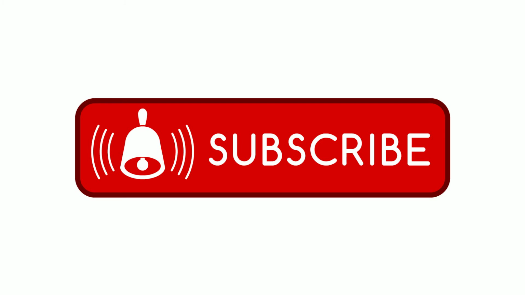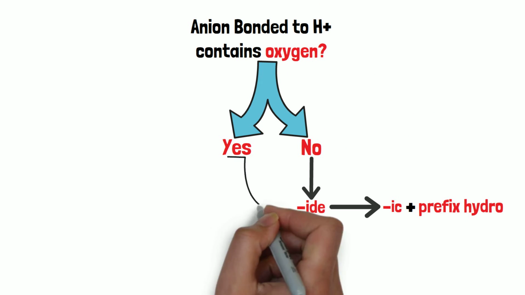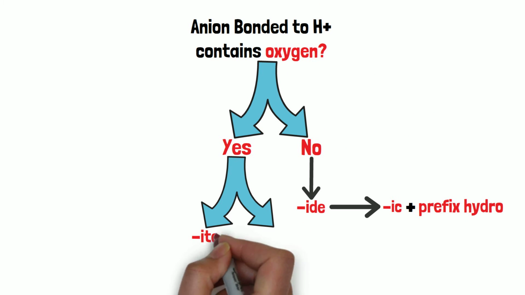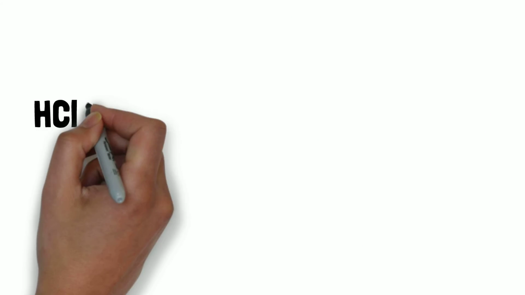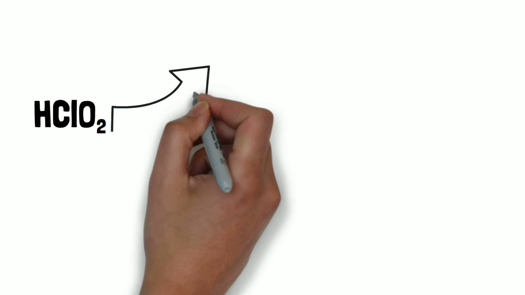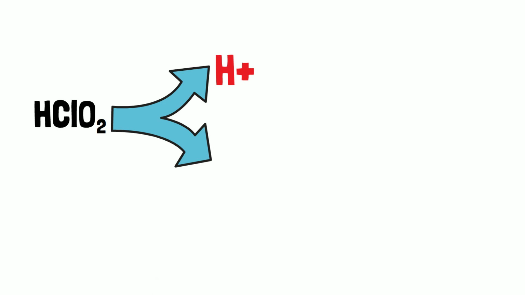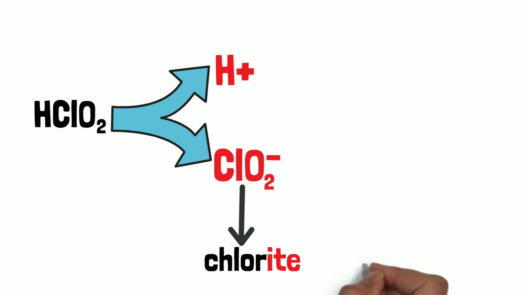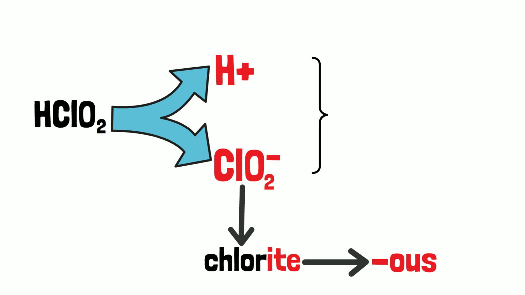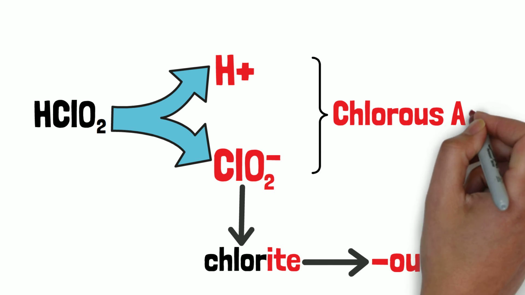Let us continue with our rules for naming acids. The second rule of thumb is that when the anion contains oxygen and has a name ending in ITE, the acid name is formed by changing ITE to OUS. For example, if you have HClO2, we know that the name of the polyatomic anion ClO2- is chlorite, and so we change the ITE to OUS, and with that, the name of the acid is chlorous acid.